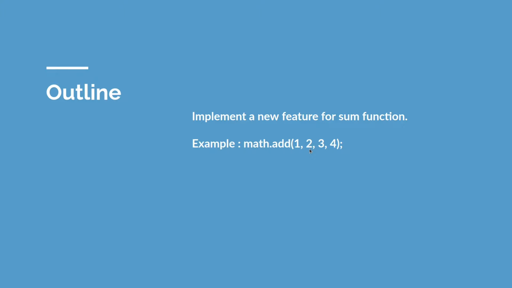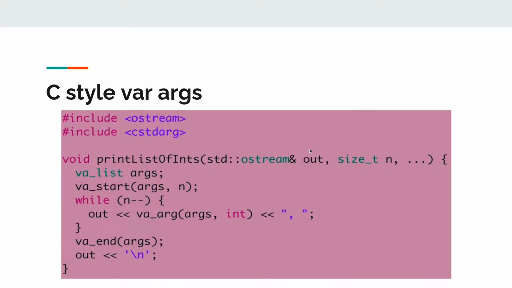Okay, how can we implement it in C++? Actually, there are 2 ways to do that. The first one is the Varargs, which you may have seen in the C language also. You can see how we can use Varargs in this example. But it's not a good way. Do you know why? Okay, I leave it to Peter Sommerlad. He will tell you why it's not a good way.